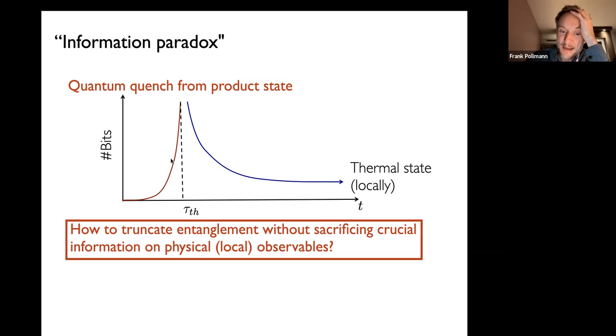So the question, and this is the core question I want to address, is how can we actually truncate entanglement without sacrificing crucial information on physical or local observables? This is the question I want to address in the following.